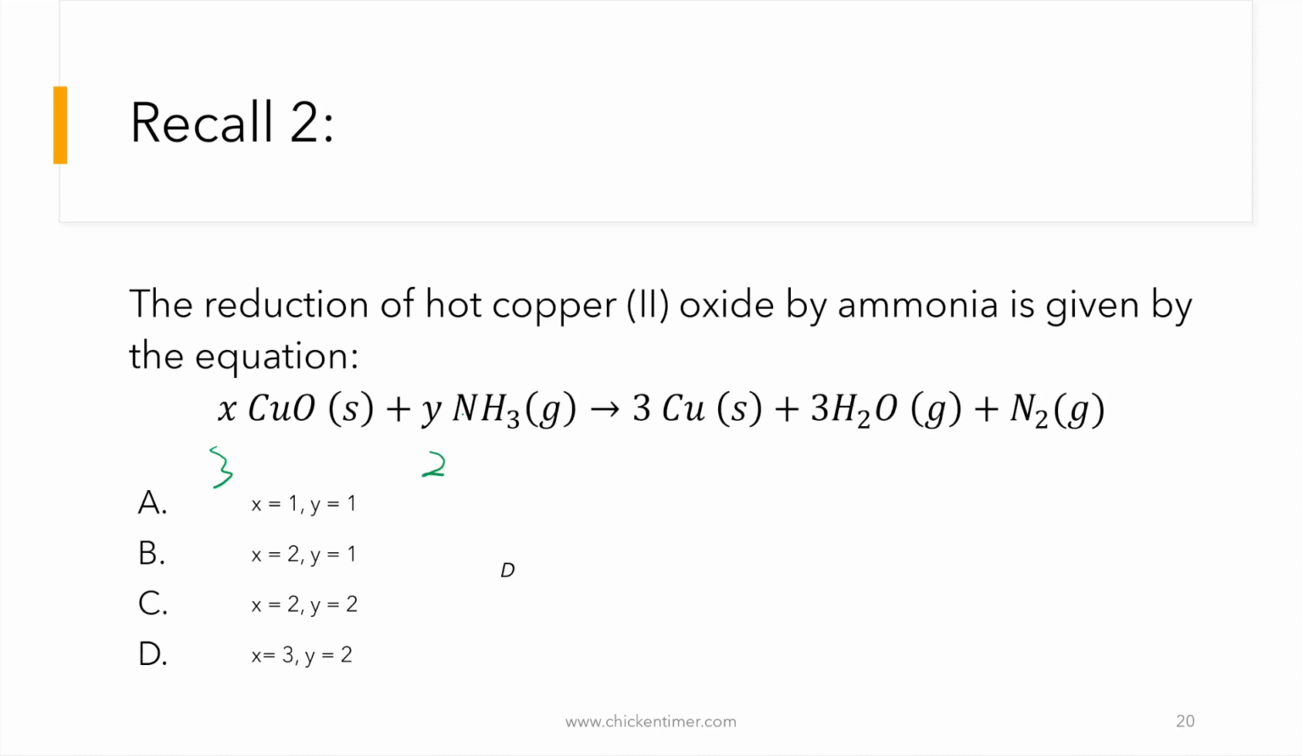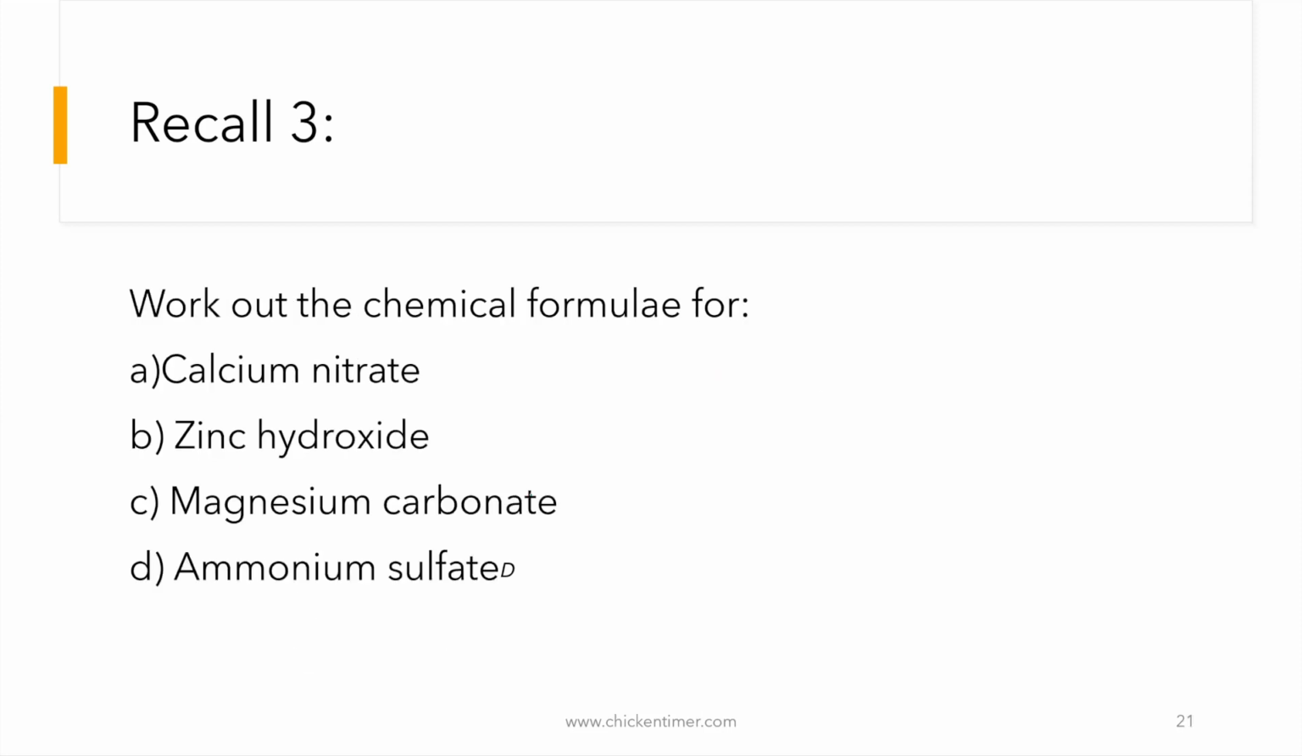So let's balance. Then 3 times 2, 3 times 2. Then 3 copper, 3 copper. Then 3 oxygen, 3 oxygen. Yep, answer correct. D. Next, more recalling. I think this will be the last slide. Calcium nitrate, zinc hydroxide, magnesium carbonate, ammonium sulfur. Got problem. Want to reconsider?